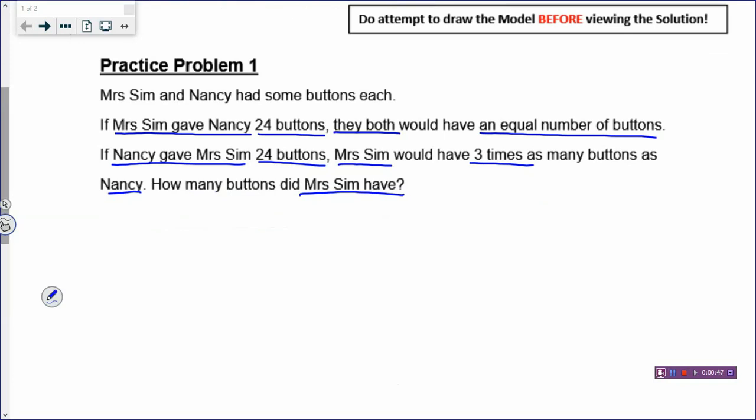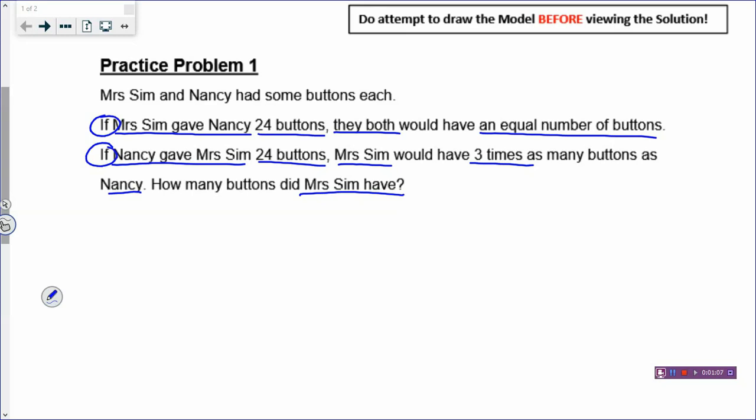Now, when I draw the problem, do I think of parts whole or do I think of comparison model? In this problem, I will think of comparison model. Why? Because there's a 3 times, and also because there are 2 conditions. There's an if, the first condition, and then there's a second if. So it's better to draw a comparison model to compare these 2 persons.